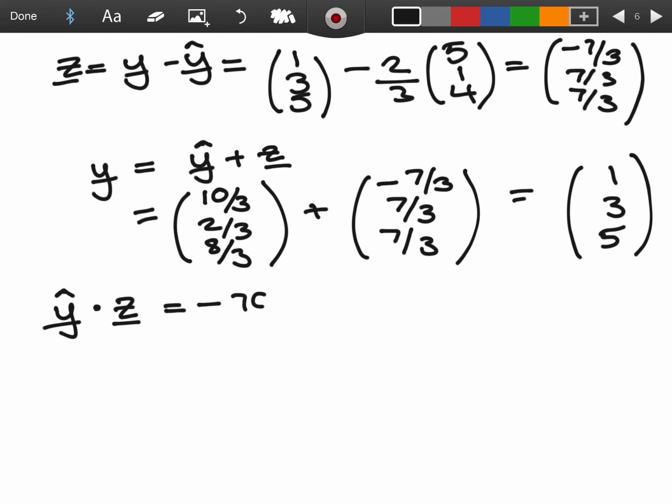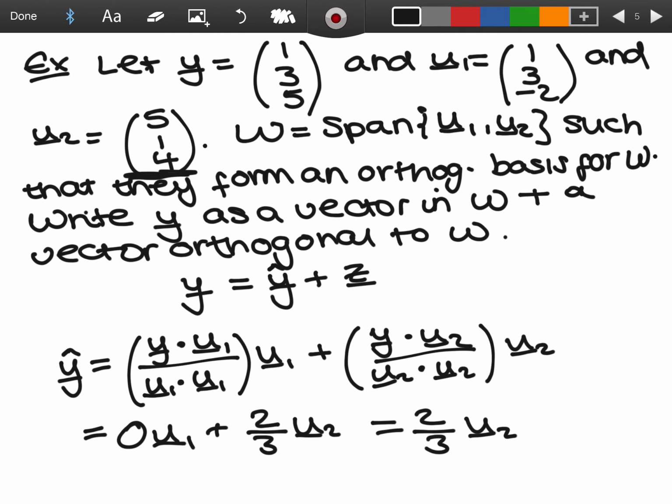What I end up with is negative 70 over 9 plus 14 over 9 plus 56 over 9, and that is 0. So what I have done here is decompose y into two vectors that are orthogonal to one another. One of these vectors lies in W, which is this y hat vector, because it is a linear combination of the basis vectors of W, u1 and u2.